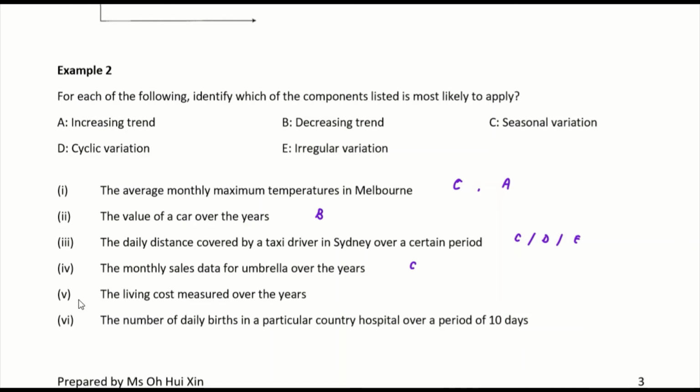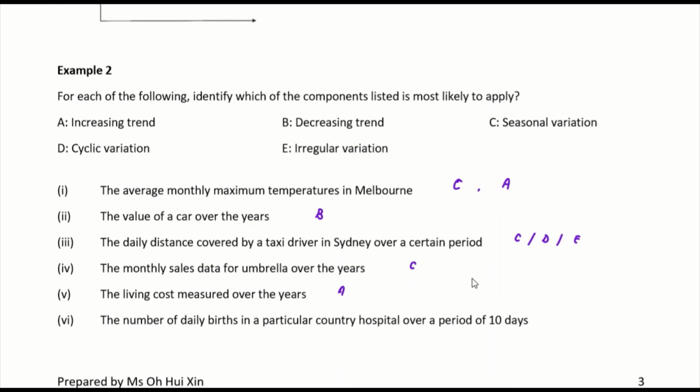Okay. So five, the living cost measured over the year. Okay. So I think this one is actually quite direct also. We have this inflation. So think of it logically, then you know that the living cost over the year will keep on increasing when you look at it in the long term.